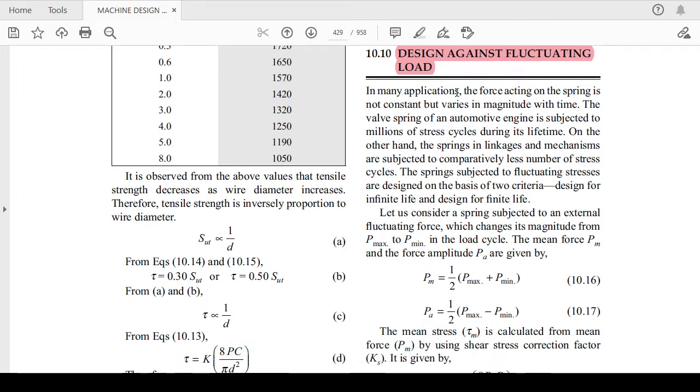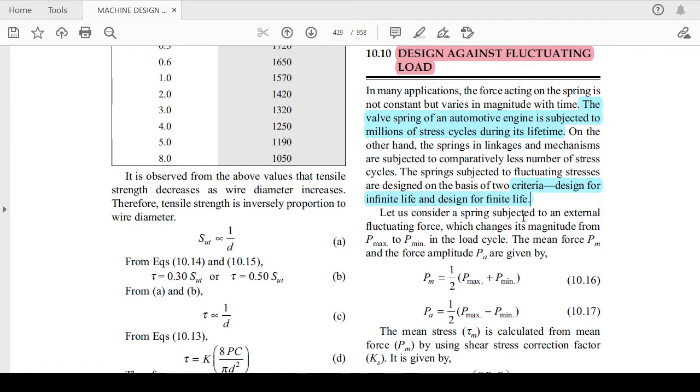Okay, so in many applications, forces acting on the springs are not constant, but varying in nature. That's why the valve spring in automotive engines is subjected to a million stress cycles during its lifetime. On the other hand, springs in linkages and mechanisms are subjected to comparatively very few stress cycles. So the springs are subjected to fluctuating stresses. This is also on the basis of design for infinite life and design for finite life, which we have gone through where we studied the Goodman line and Soderberg line. So this will be somewhat similar to that.